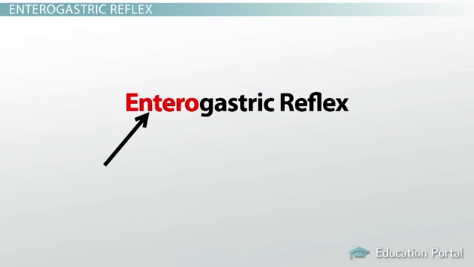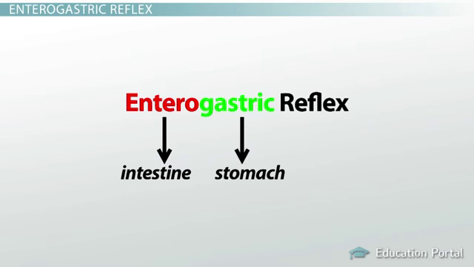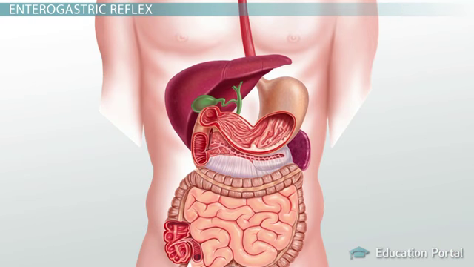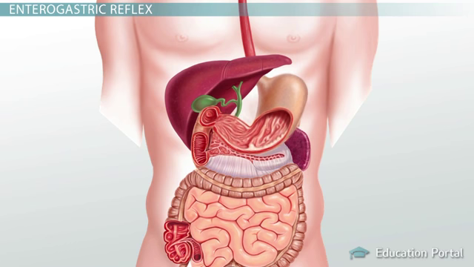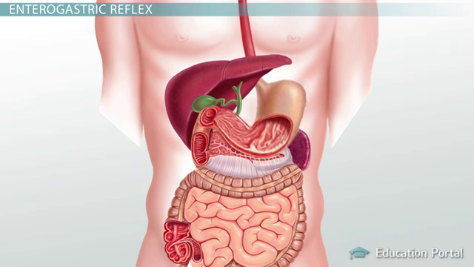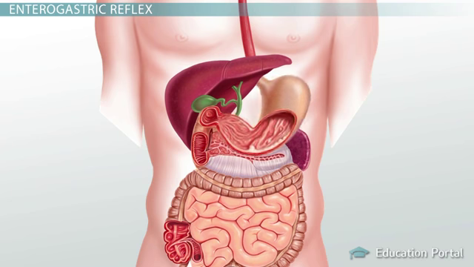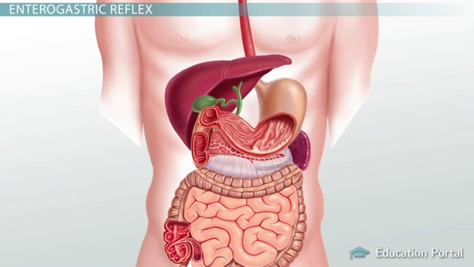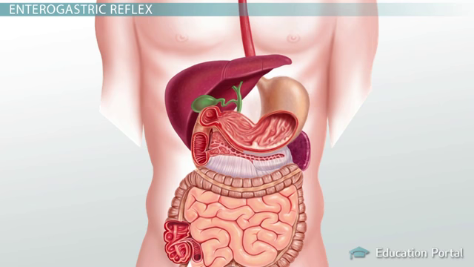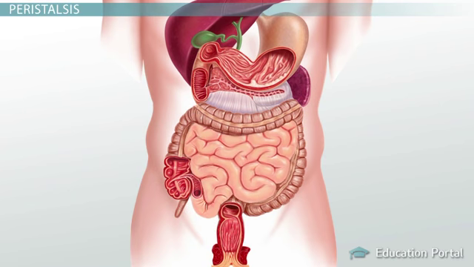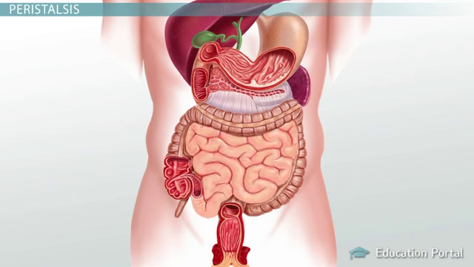Now, the prefix entero refers to intestine, and the suffix gastric refers to the stomach. Therefore, you can think of the enterogastric reflex as a reflex that starts in the intestine and affects the stomach. An even better way to think about the enterogastric reflex is to think of it as a way that your digestive system puts on the brakes. When the brakes are applied, the stomach motions and secretions slow down, which causes the stomach to empty slower. This gives digestion within the intestine time to catch up. These kinds of controls help you get the most nutrients out of your foods.